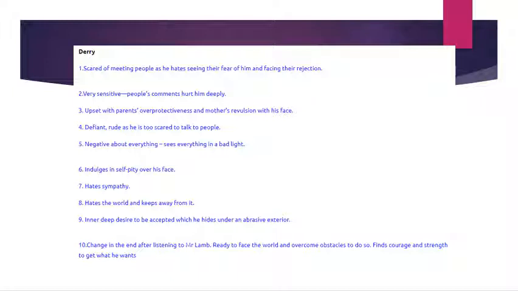Change in the end after listening to Mr. Lamb. So there is a transformation in him, ready to face the world and overcome obstacles to do so. He finds courage and strength to get what he wants.